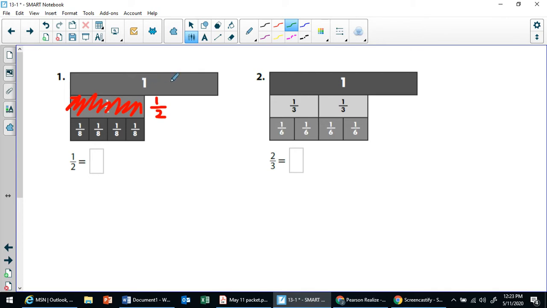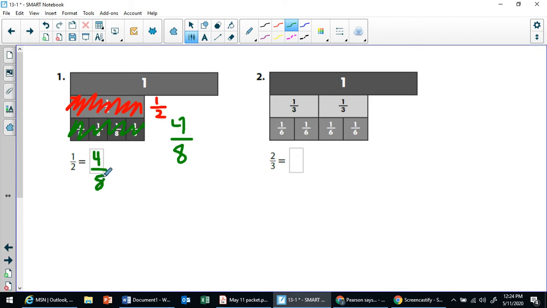Well, it's obviously not going to be a whole because that is much larger than the half. But if I look below it, I have all these eighths here. 1/8 plus 1/8 plus 1/8 plus 1/8. If I shade that in, oh my goodness, it is exactly the same size. That is going to be labeled with 4 eighths. So that is the answer. 1/2 is equivalent to 4/8.